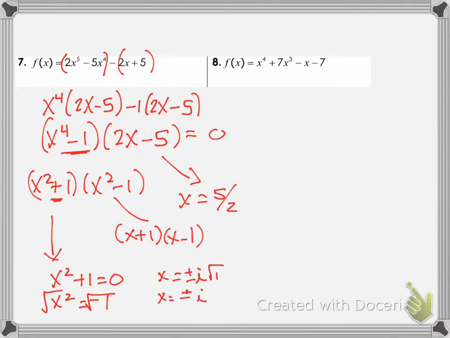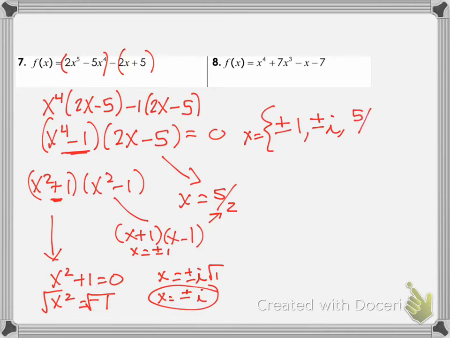Okay, so let's see. We had plus or minus i. This gives us x equals plus or minus 1, and that gave us 5/2. So altogether, this was a 5th degree polynomial, we should have 5 zeros. So x equals plus or minus 1, plus or minus i, and 5/2. Okay, so that's 5: 2, 4, 5.